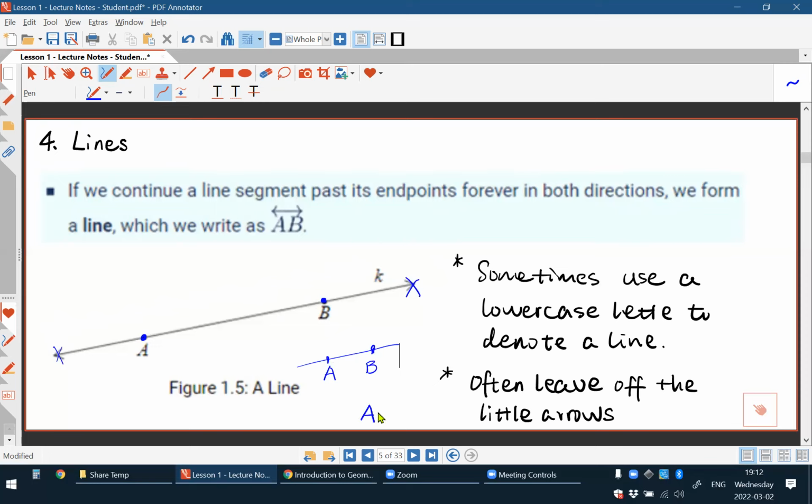Also, to denote line AB, we use 2 capital letters that are on the line with bidirectional arrows to denote this is actually a line, right? And also sometimes we use a lowercase letter to denote a line. So also you can draw a line like this. You can denote it either using line AB as this one, or you can use a letter, for example, K. So line K, okay?